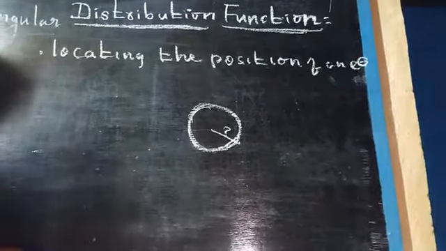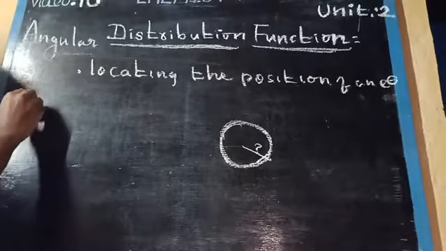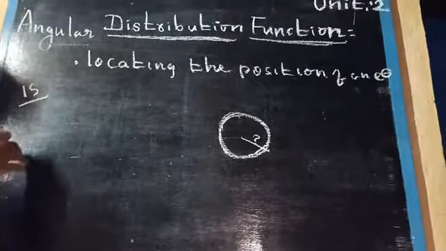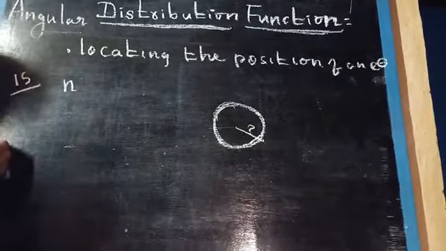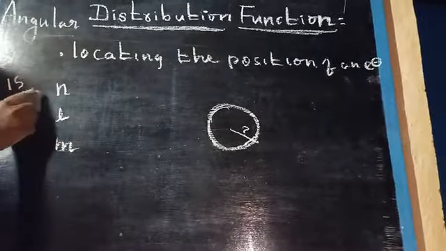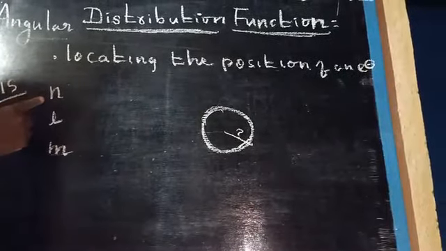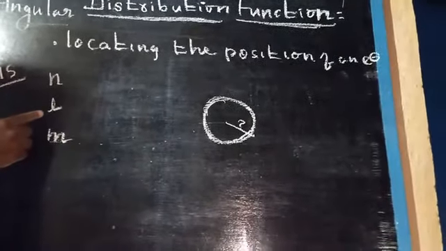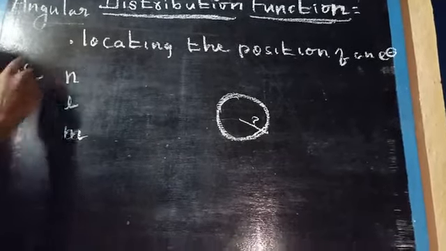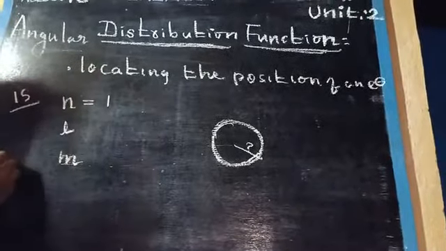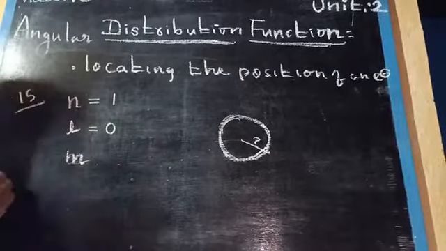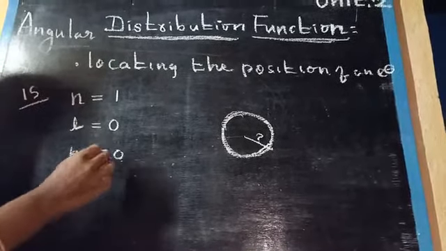Are you clear? Now take the example of the 1s orbital. In the 1s orbital, what about the n value, the L value, and the m value? n is the principal quantum number, L is the azimuthal quantum number, and m is the magnetic quantum number. The L value is 0 for the s orbital, and the m value is also 0.